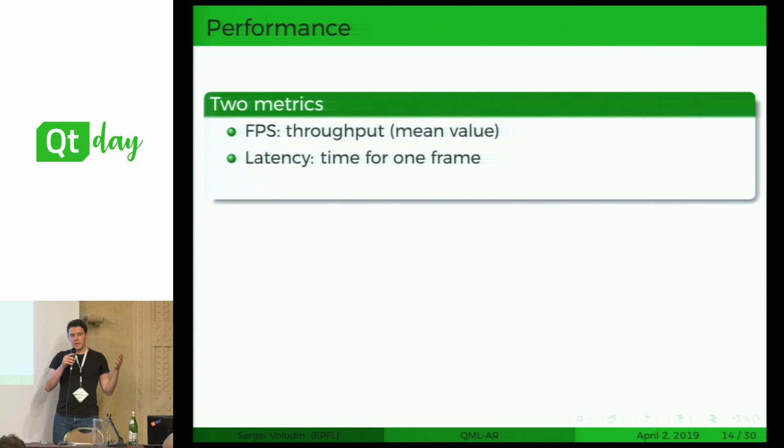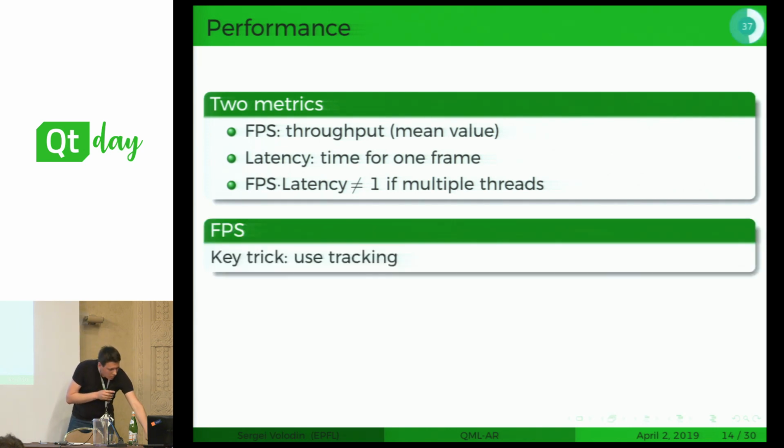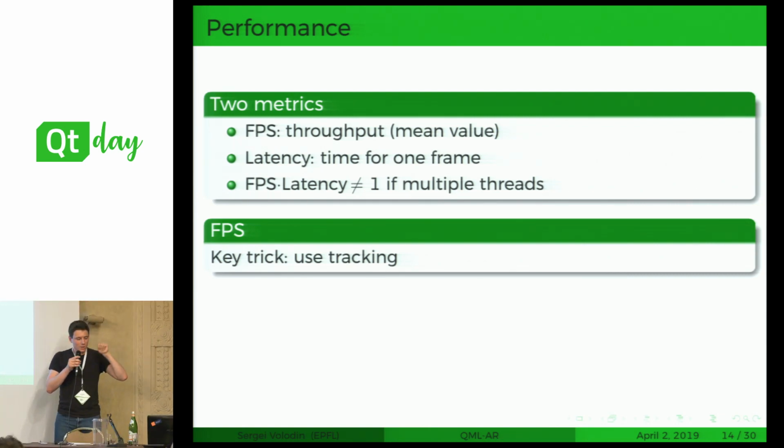We have two metrics for that, namely frames per second and latency, which is the time for processing one frame. And if we have multiple threads, then there is no direct relationship between them. To increase FPS, the number of frames per second, the key decision is to use tracking instead of matching, namely when we have detected the markers already, we reuse that knowledge, and then at the next frame we use that knowledge to detect them faster.